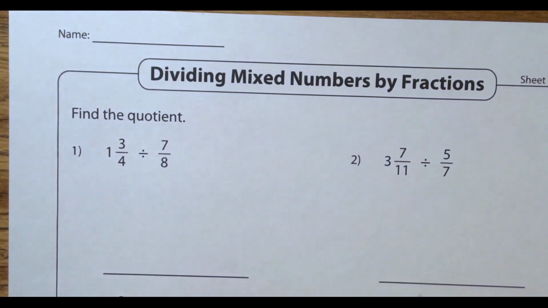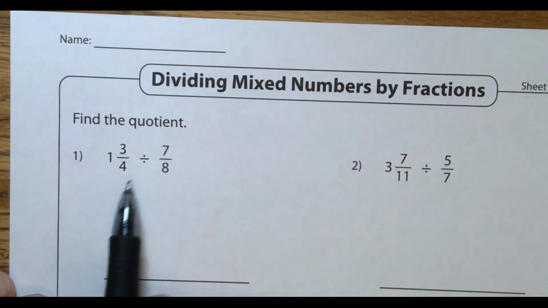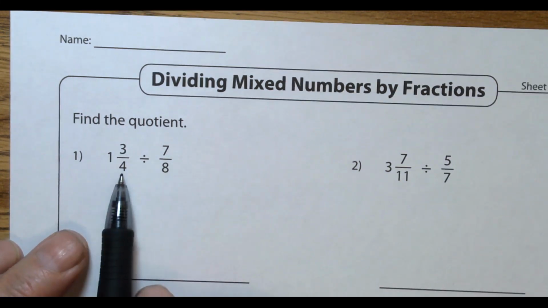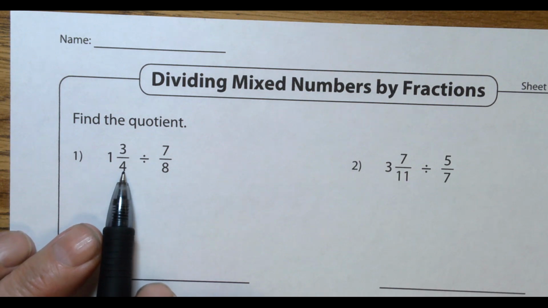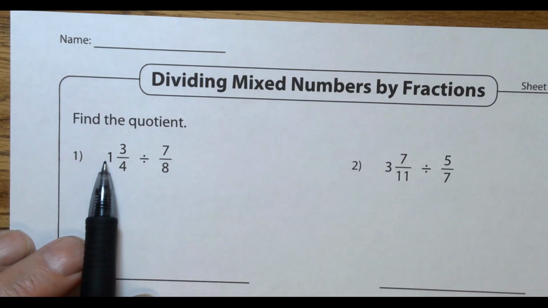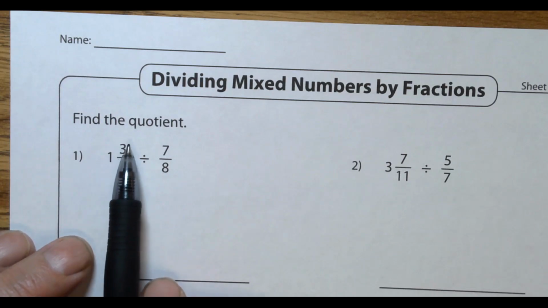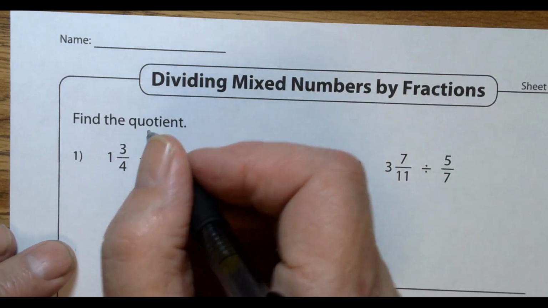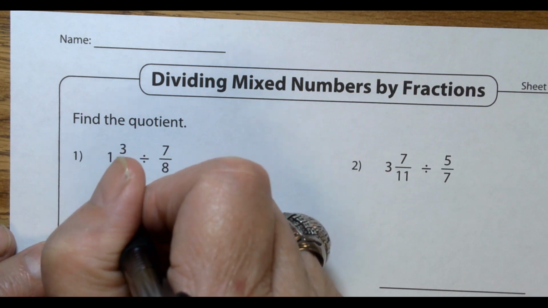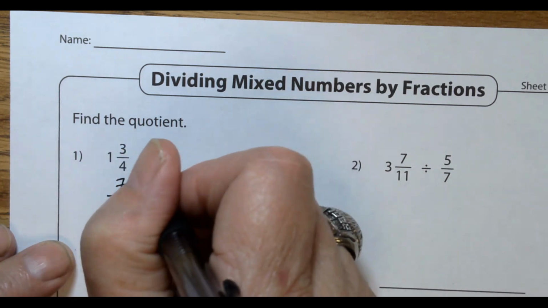Okay, so I have 1 3/4 divided by 7/8. The first thing I have to do is change this into an improper fraction. So the way I do that is I take 4 times 1, which is 4, plus 3, which is 7. So this now becomes 7/4 divided by 7/8.